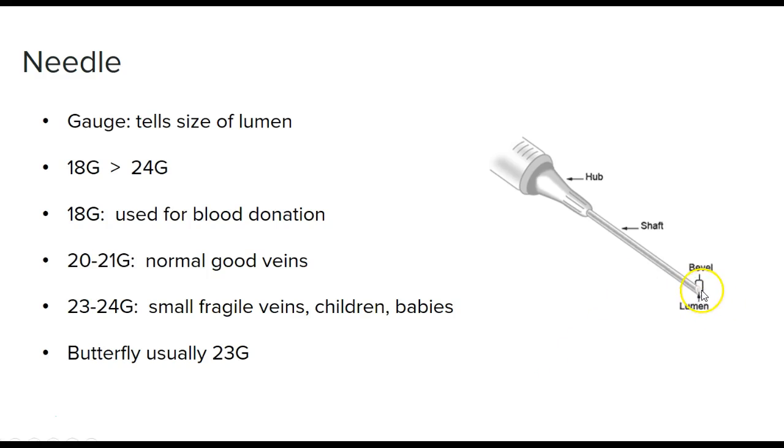So the lumen is the hole inside of the needle. This is the bevel. The needle is kind of cut off at a slant. It's not straight, you know. This is the shaft, and then this is the hub up here.